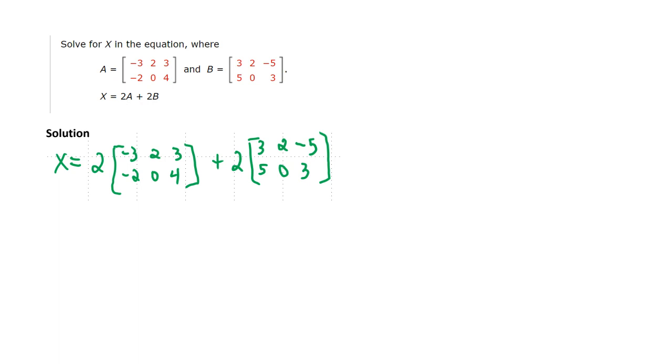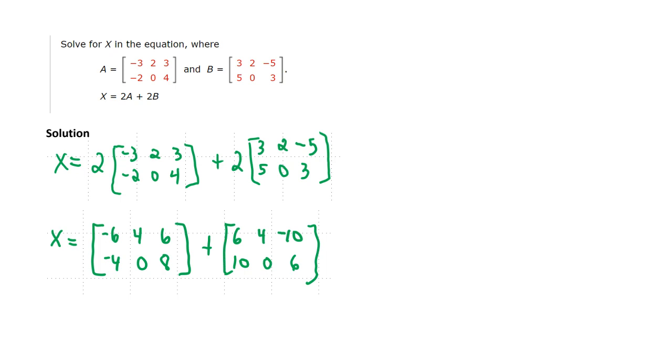So let's go ahead and do this. Again, we already covered how to multiply a scalar value to our matrix. So this 2 needs to be multiplied to every single element in the matrix, right? So we have 2 times the -3, 2 times the 2, 2 times the 3. Again, I'm going to get -6, 4, 6, -4, 0, 8.